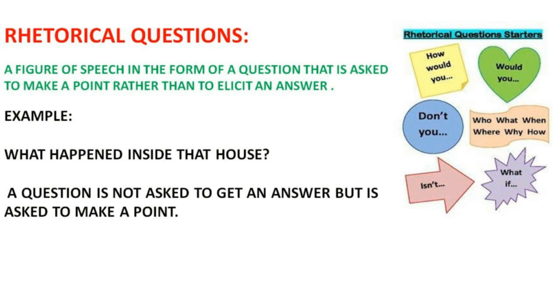Now look at the last stanza, third line. What happened inside that house? This line is an example for the figure of speech rhetorical questions because here a question is not asked to get an answer, but it is asked to make a point. So what happened inside that house? Nobody knows because it's a mysterious house. So here a point is stressed to make the reader know that it is a mysterious house.